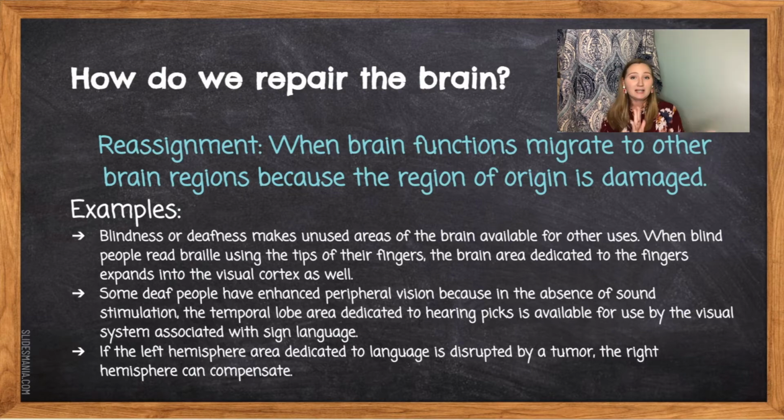A third example here: if the left hemisphere area dedicated to language is disrupted by, say, a tumor, the right hemisphere can compensate. So the brain learns to adapt. It reassigns portions of the brain to different functions. The visual cortex should not be able to process bumps on a page, right? The temporal lobe should not be able to pick up sign language as hearing.